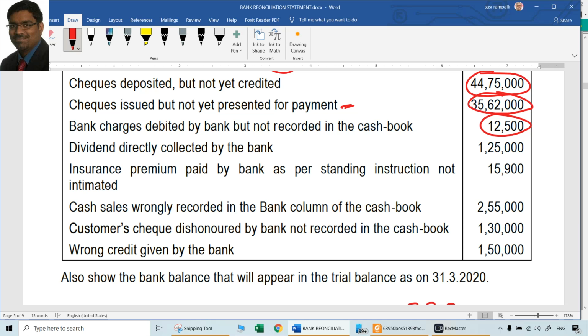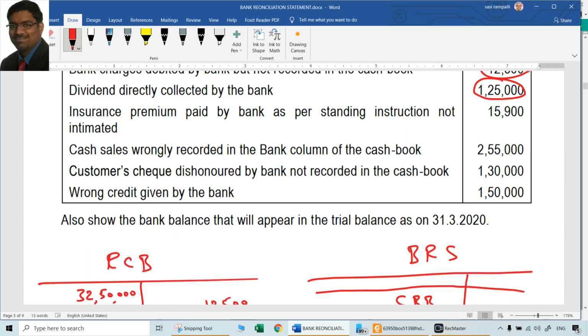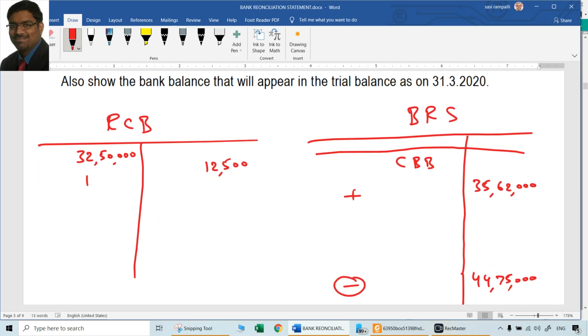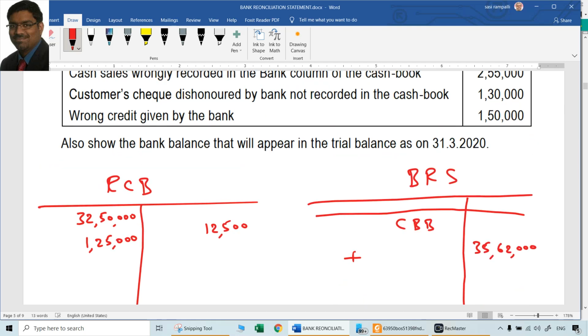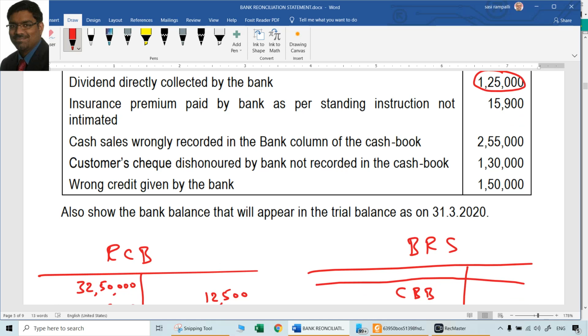Correct. Dividend directly collected by the bank. Means bank would have recorded that. We did not record that so far because we didn't know. We came to know about it only now. So now we can record that 1,25,000 in the revised cash book. Dividend collected means it is a deposit. 1,25,000.